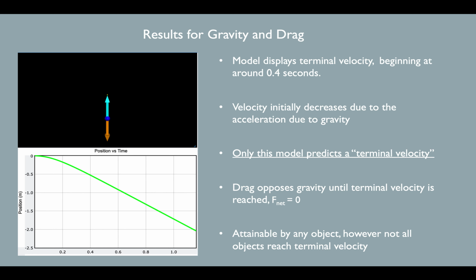The model shows that the ball reaches a terminal velocity at around 0.4 seconds when the slope becomes linear. Before 0.4 seconds, the velocity is increasing at a faster rate since gravity has a greater magnitude than the drag force. Once the drag force is equal to the force of gravity and F net is equal to 0, then the terminal velocity is reached. Of the two computational models, this is the only model that predicts a terminal velocity. It's important to note that a terminal velocity is attainable by any object, however, not all objects will reach terminal velocity.